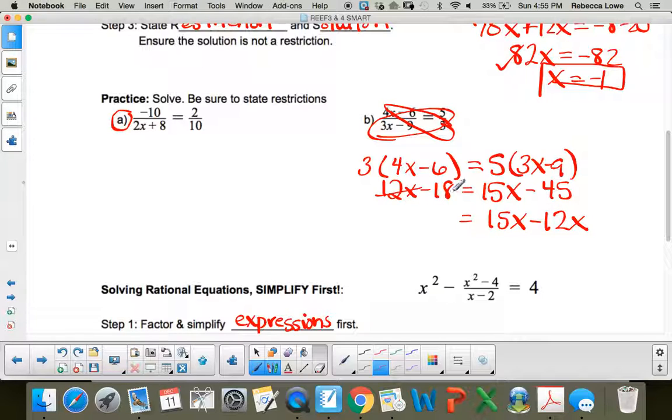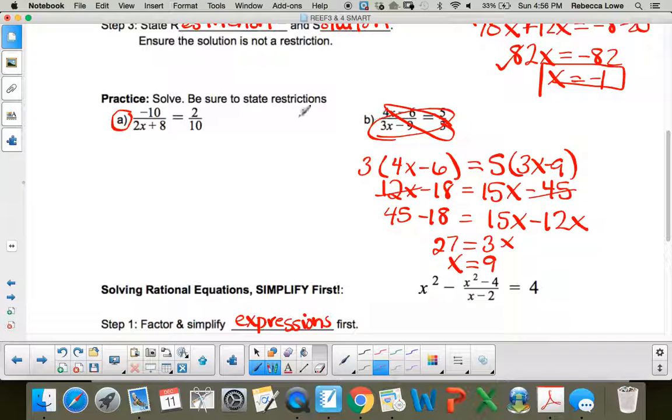The constants are going to go to the left. Negative 18 is going to stay. Negative 45 is going to go, and it becomes positive. So I get 3x equals negative 27, or excuse me, positive 27. I divide both sides by 3, and x would be 9.